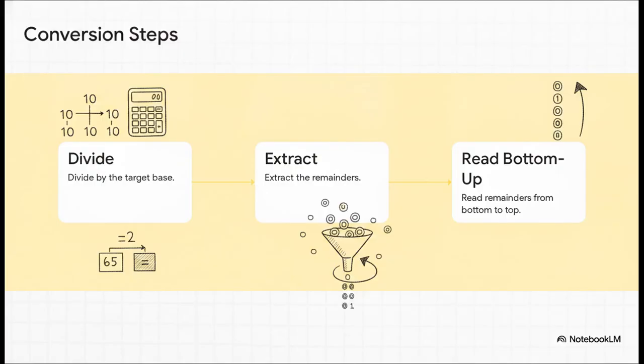So you might be wondering, if we have a decimal number, like our letter A cipher 65, how do we mechanically turn that into binary?